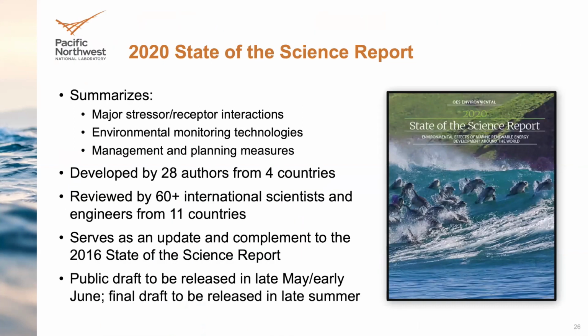And the 2020 State of the Science report, this really does take off from where the 2016 report left off. It summarizes these major stressor receptor interactions, particularly what we've learned in the last 4 years, what research has come out, with increased deployments of devices, more monitoring. We have a large chapter on environmental monitoring technologies for animals around turbines, because this is a really tricky set of sensors that you need to integrate. There's a number of chapters on management and planning and strategies and measures to help move what we know forward.